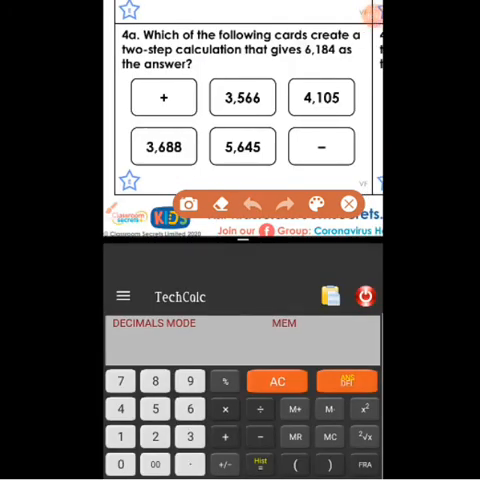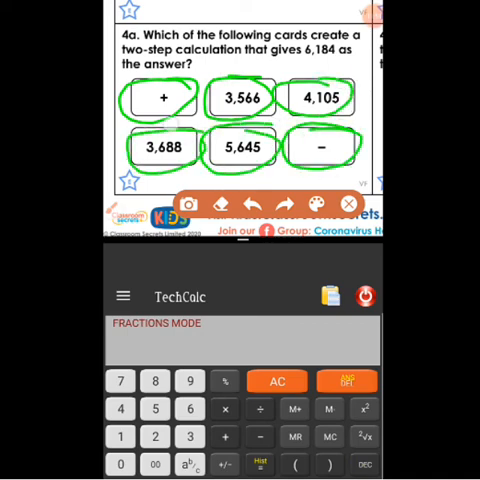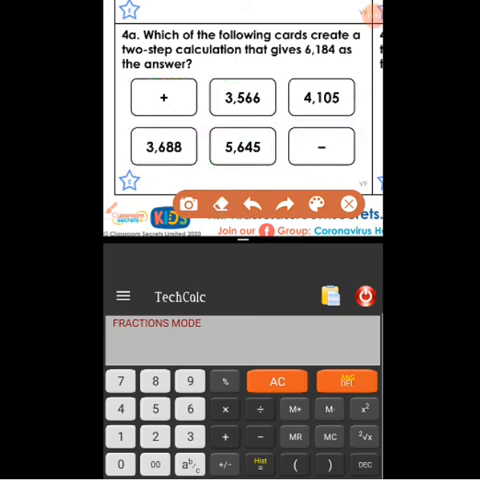So for number 4a, which of the following cards creates a two-step calculation that gives 6,184 as the answer? So this is a card, this is a card, this is a card. Okay, just like that. These are the cards. So there are 6 cards in this question. So we are going to create a two-step calculation. Now let me show you what a two-step calculation means. This is a two-step calculation in this calculator. 2 plus 3, that is one step. Okay, plus 6, second step. So like this is a two-step calculation, which will give you 11.